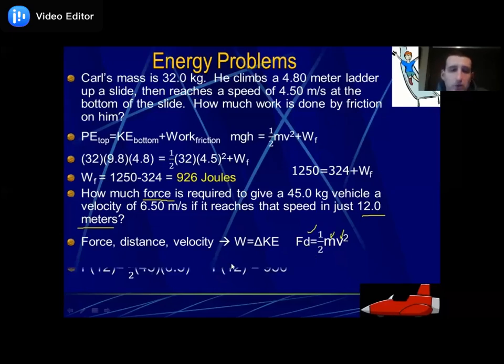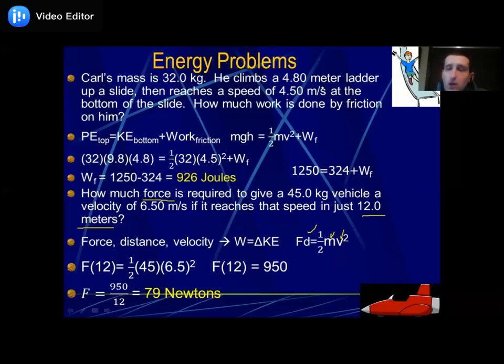So we proceed to plug in our known values, 12 for the distance, 45 for the mass, 6.5 for the velocity, and we solve for F. It comes out to be 79 newtons of force.